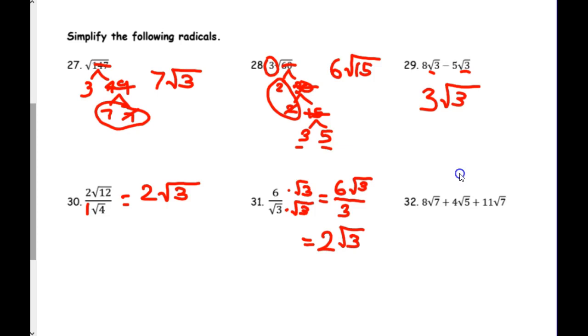Okay. Number 32, we got some like terms. If we're adding, we can only add the same square roots. So these square root of 7s, those can be combined. So 8 square root of 7 plus 11 square root of 7, 19 square root of 7. And then our not like term, or unlike term, whatever you want to call it, we're going to bring it down and write it next to it. So plus 4 square root of 5. That is it. We cannot combine anything else because they are not like terms. Everything is as simplified as it can be.